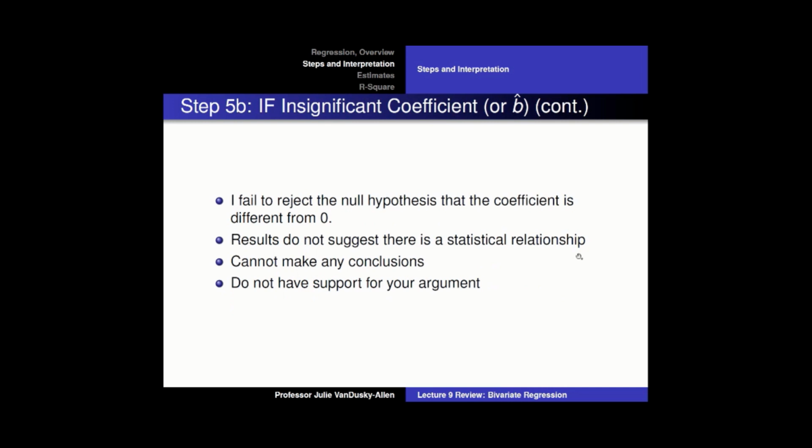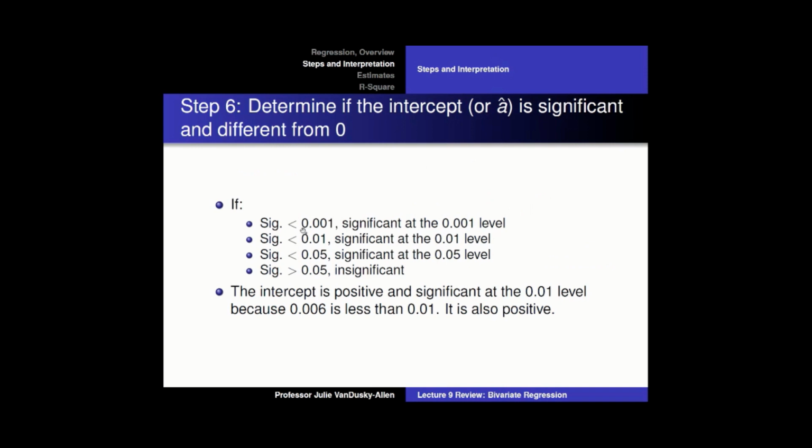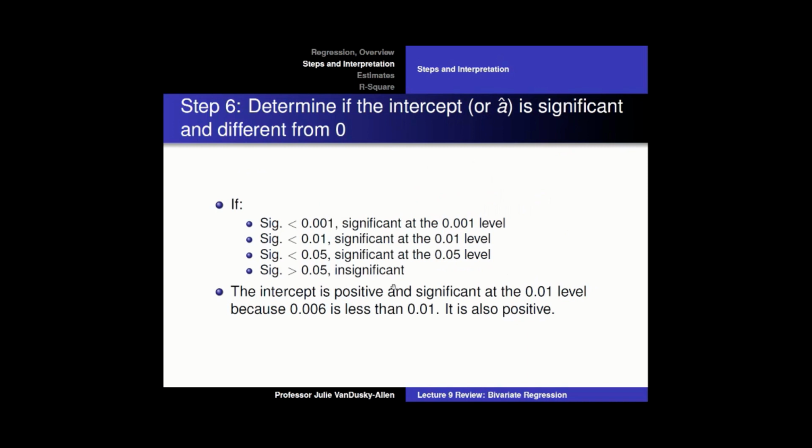So looking at our example, we have 0.006. 0.006 is not less than 0.001, but is less than 0.01. So we could say that our intercept is significant at the 0.01 level. We can also note that it is positive because this is a positive value. So we would say the intercept is positive and significant at the 0.01 level because 0.006 is less than 0.01 and it is also positive.